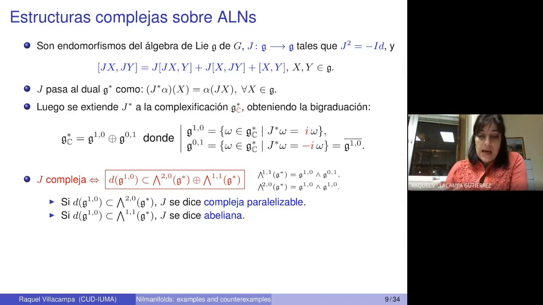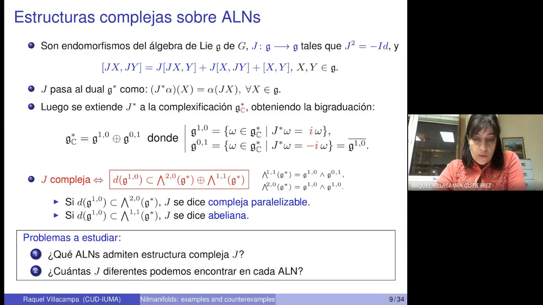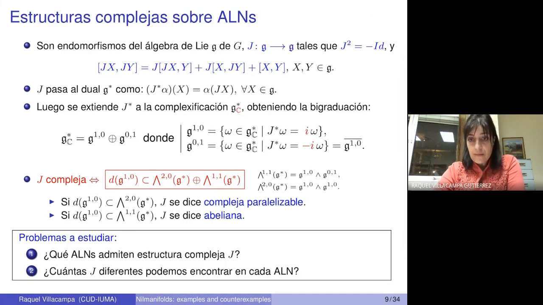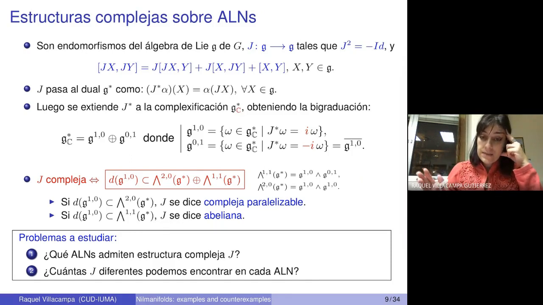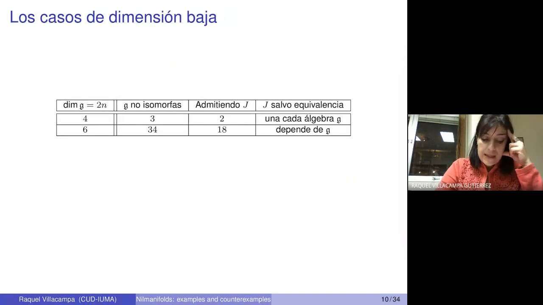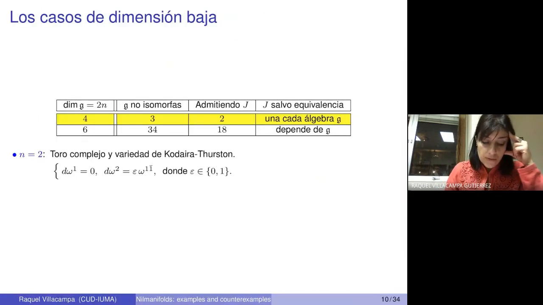So, okay, this is our context, and now we can ask several questions. For instance, which nilpotent Lie algebras admit a complex structure? And if we have one of these nilpotent Lie algebras admitting a complex structure, how many complex structures does this nilpotent Lie algebra admit? Let us start with the smallest dimension. So what happens in dimension 4? For dimension 4, there exist only 3 non-isomorphic nilpotent Lie algebras, but only 2 of them admit a complex structure. And moreover, there exists only one complex structure for each Lie algebra.